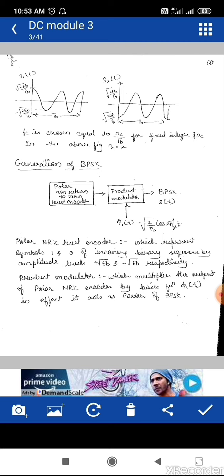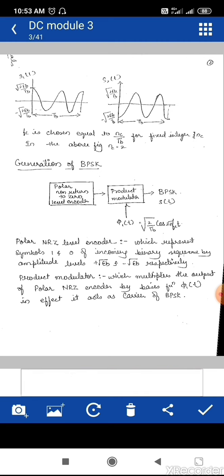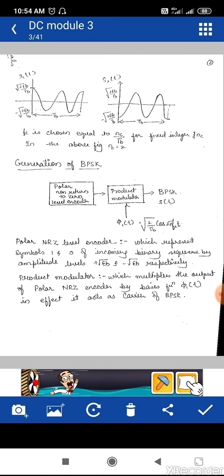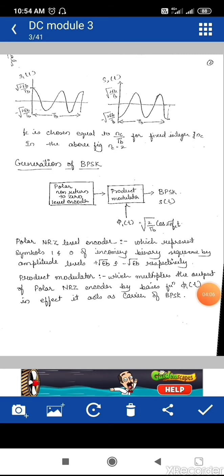We have seen the line codes, how to represent binary signals. In a polar non-return to 0, 1 is represented by plus root EB and 0 is represented by minus root EB respectively. Next is the product modulator, where we simply multiply the output of the polar non-return to 0 encoder with the basis function phi 1 of t, that is phi 1 of t is equal to root of 2 by TB cos 2 pi FCT. So this is how we are going to generate the Si of t. Here Si of t is only S1 of t and S2 of t.